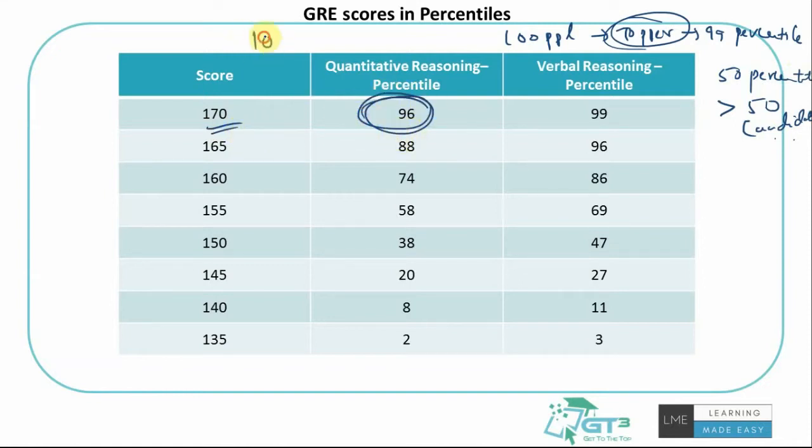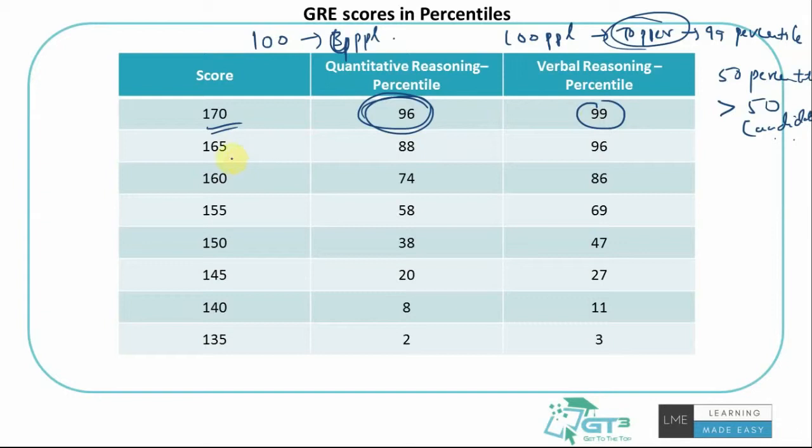Out of every 100 people, 3 or 4 people are scoring full. So 96 people are scoring less than 170. Whereas in verbal, it's only one. Basically, not everyone is scoring the same. Only 1 out of 100 is the topper. So there is a clear difference in that.